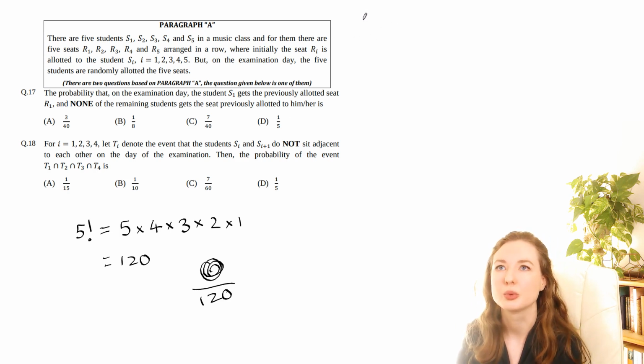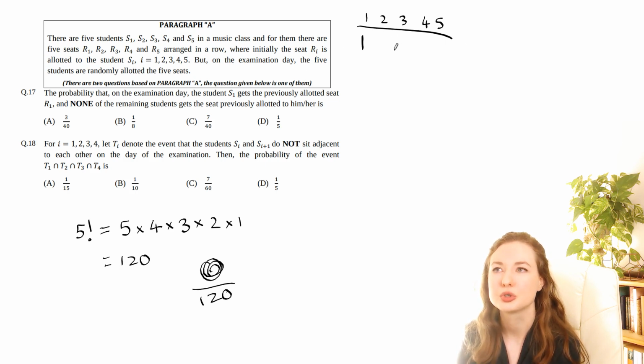So I would probably start with seat 1, 2, 3, 4, 5. Student 1 has to sit in seat 1. Now we've got to work out all the ways that these remaining students can be seated. I can't put student 2 here because they're not allowed to have the seat previously allocated to them. So I'm going to start by putting student 3 in seat 2, and then I'm going to put student 2 here. Then I can't put 4 here, so I'm going to put 5 there, and then 4 is going to go there.